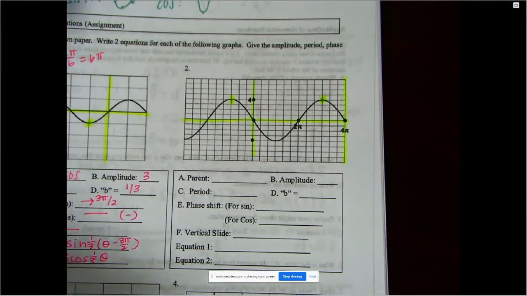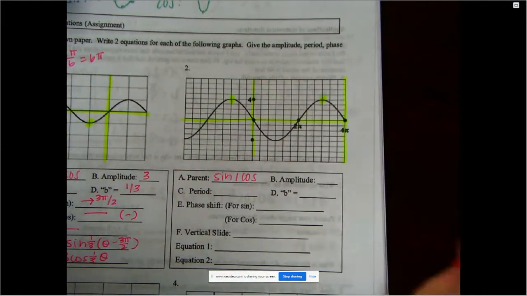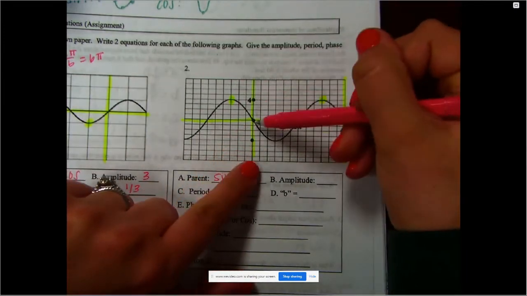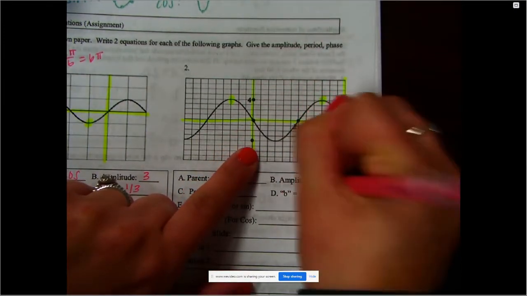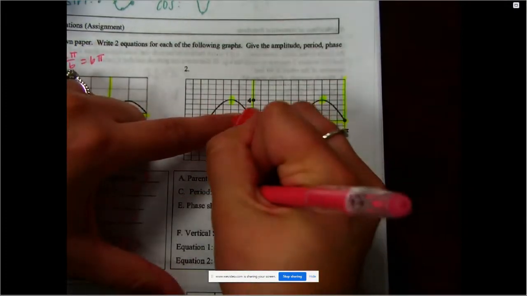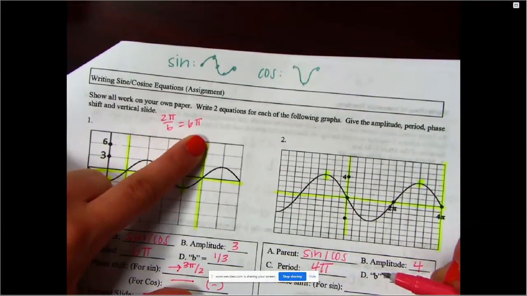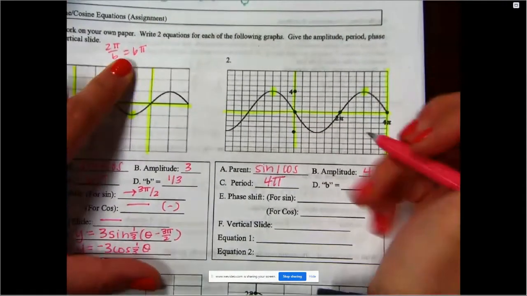Okay, so this could be sine or cosine. We're going to do both. The amplitude, it shows us, is 4. The period, so we go from 0 to 4 pi. So the period's 4 pi. Using that same formula, 2 pi over b has to equal 4 pi. So b is 1/2.